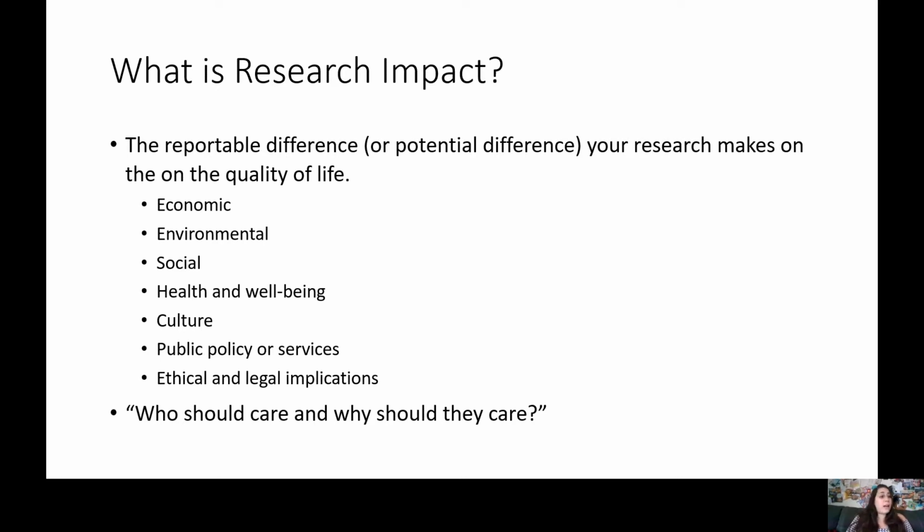So what I'll start with is saying, what is research impact? When we're talking about impact, we're talking about making a difference on the broader scale. So talking about economic, social, environmental, legal implications, taking your scientific work and making it relevant to the larger population. Why should a normal person picking up this publication be interested?